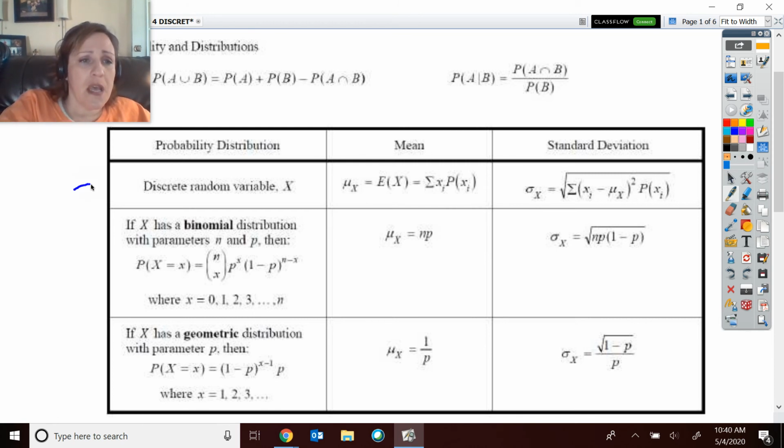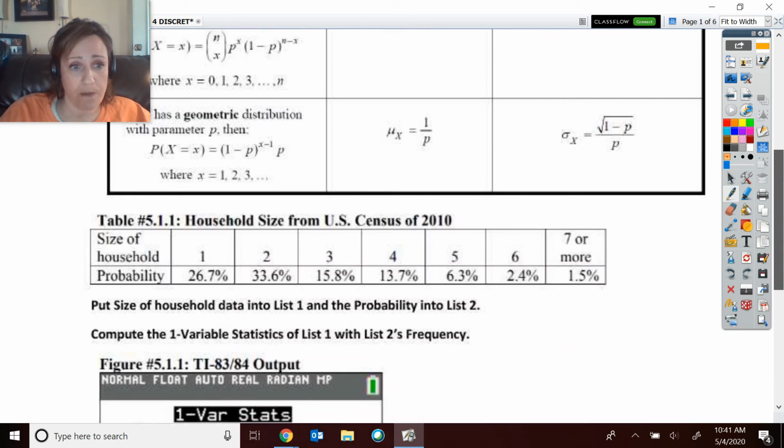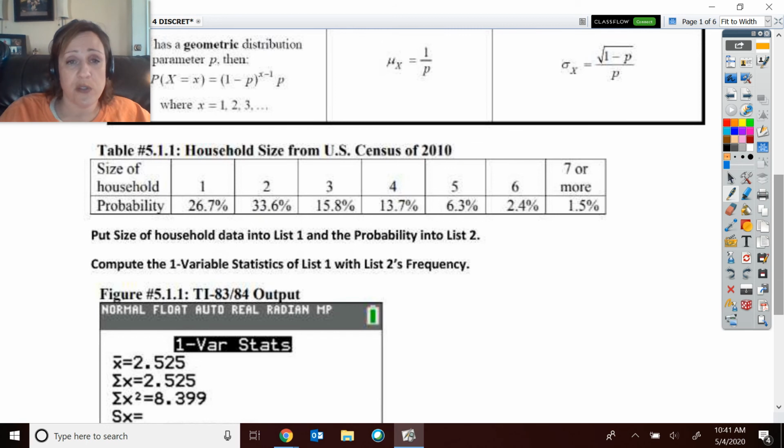But discrete random variables is typically where we have a set number of outcomes, just a finite number of possibilities, and they each have those probabilities. So we've got the mean, the expected number, and then how much it varies. I've got an example here. Here is the household size from the U.S. Census 2010. See, it's discrete in that they defined it in certain categories.